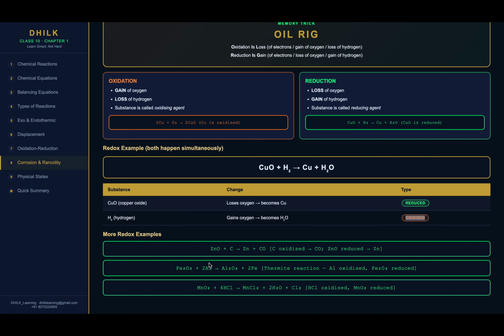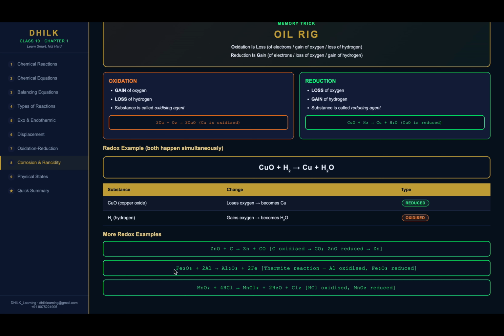We can see some more examples here. Zinc oxide plus carbon gives zinc plus carbon monoxide. Here carbon is oxidized to carbon monoxide. There is addition of oxygen, so it is an oxidation reaction, and so it is a reducing agent. At the same time, zinc oxide is converted into zinc. There is removal of oxygen, so it is reduced. Zinc oxide is reduced to zinc, and it is an oxidizing agent.